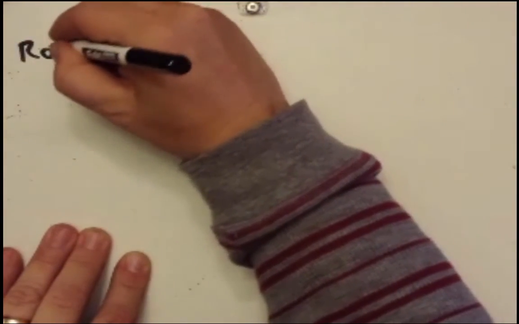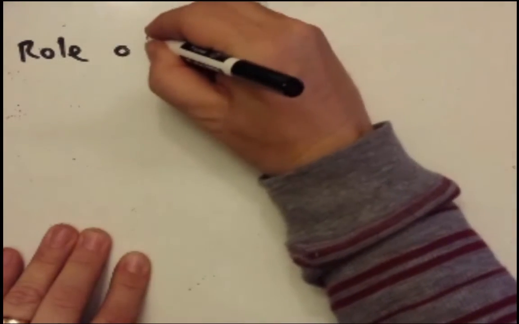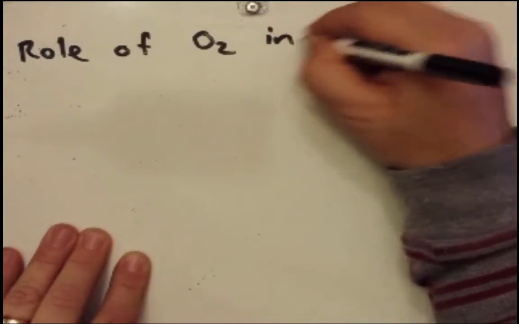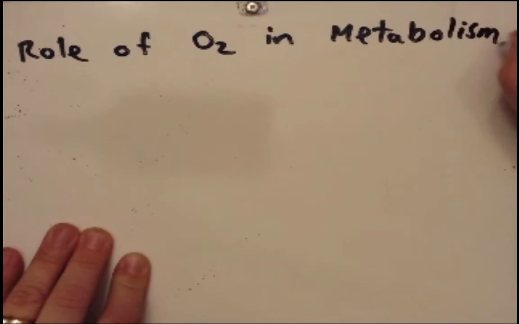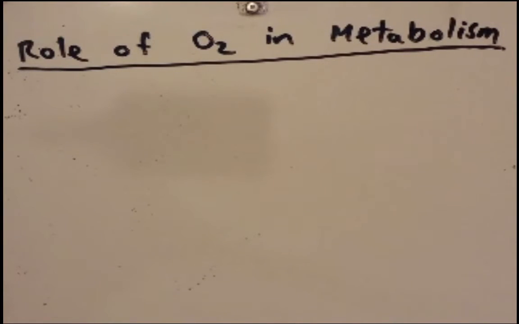The last thing we want to talk about in this podcast is the role of oxygen in metabolism. Remember, organisms like humans, we require oxygen in our metabolism. However, bacteria use oxygen in different ways, depending on the species of bacteria. So we have three terms that we use here to describe how bacteria use oxygen.